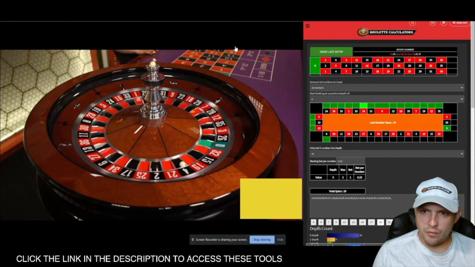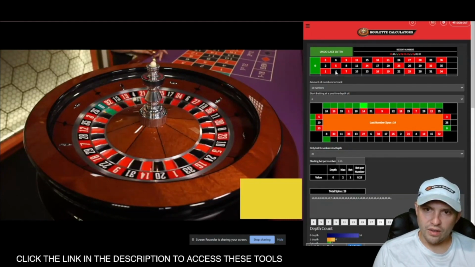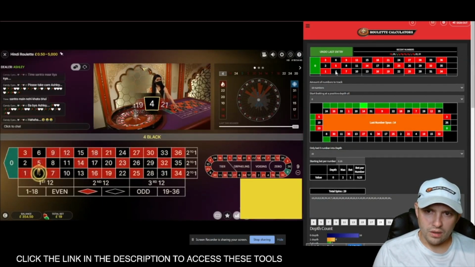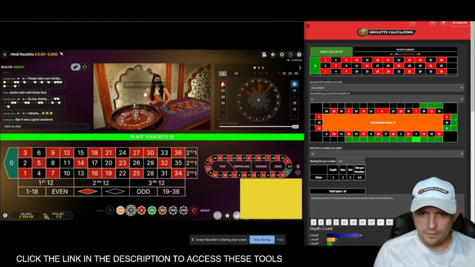That is another miss. So yeah, I would be quite cautious now. That's gone to number 4. So that's put it on a depth of 1.